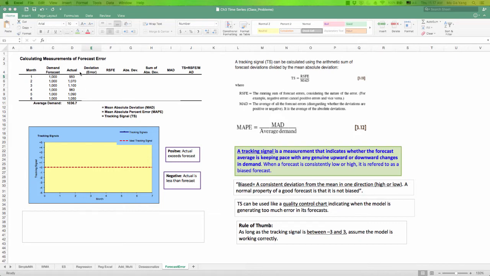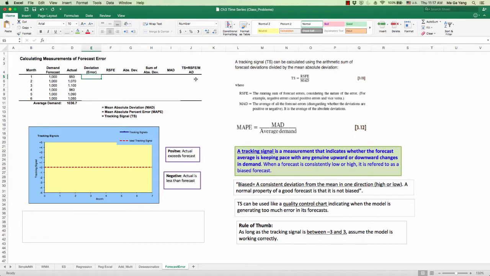And this process is basically trying to find out the tracking signal. So actually there is a simpler way to measure the mean absolute deviation. But for the sake of showing the tracking signal, the process is in this case a little complex. But in the later spreadsheet, I will introduce a simpler way to measure the mean absolute deviation.